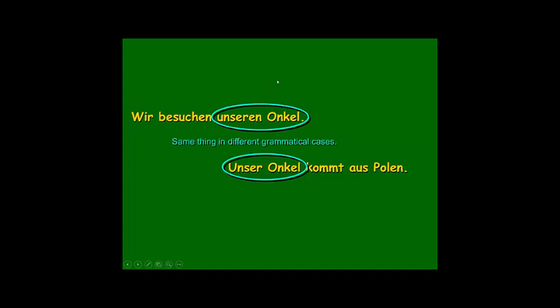So I can have two sentences like this. Wir besuchen unseren Onkel, and unser Onkel kommt aus Polen. When I have those two sentences, I have two things that are the same, specifically unseren Onkel and unser Onkel. Now, when I replace these with a relative pronoun, I would use der or den, depending on which way I'm going to write the sentence. That is because they have different grammatical cases.